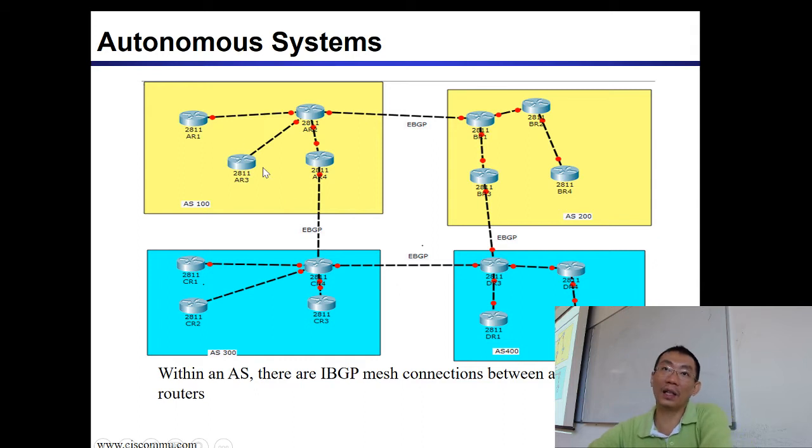This can be TMNet, or this can be, let's say, Singtel. Within the AS itself, you need to run an IBGP mesh inside here.